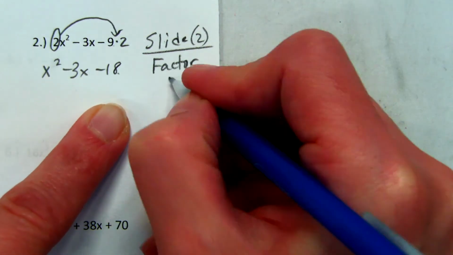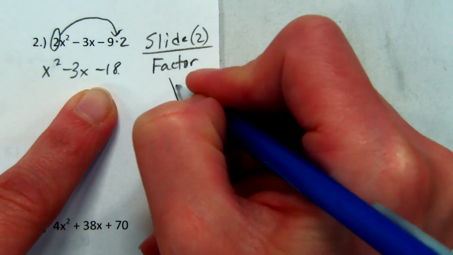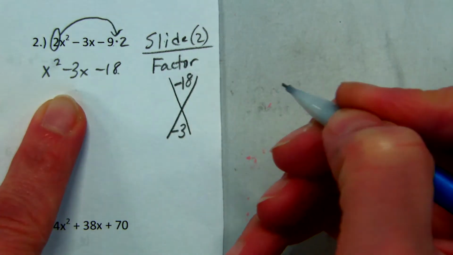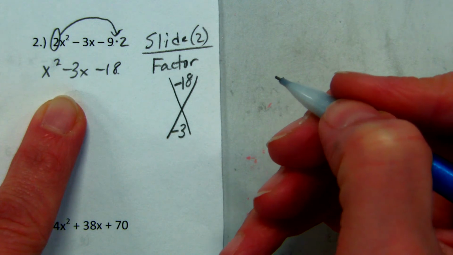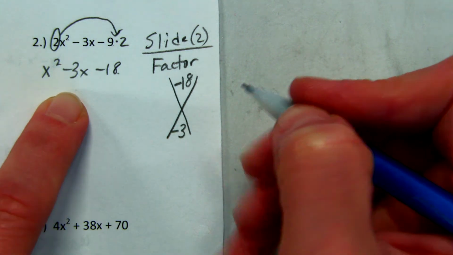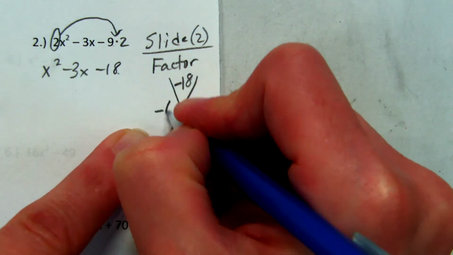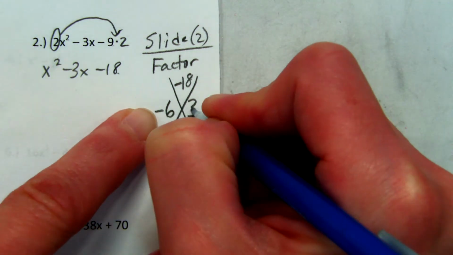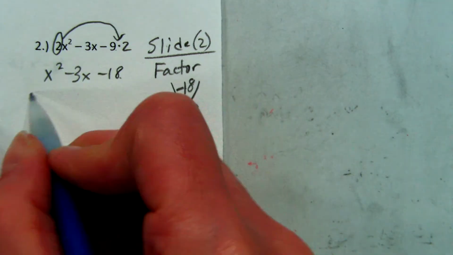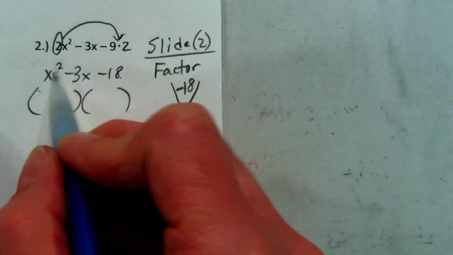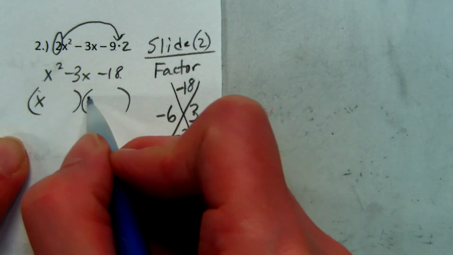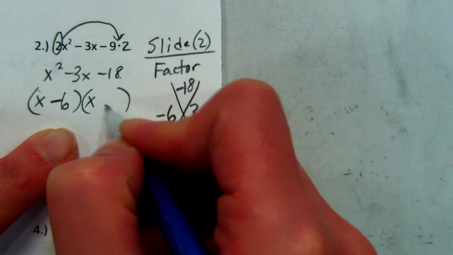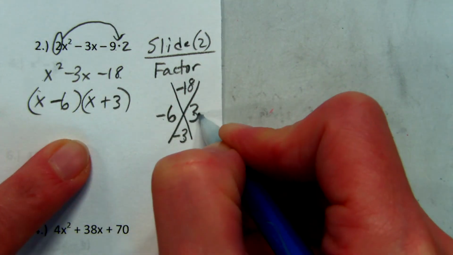So that's where the x comes in. We're looking for numbers that multiply to make negative 18, that add to make negative 3. So I'm thinking 6 and 3. So negative 6 and positive 3 will add to make negative 3. They multiply to make negative 18. So you make your two sets of parentheses. Since x is our variable, we put x in there. And you'll put minus 6 for the negative 6 and plus 3 for the positive 3.